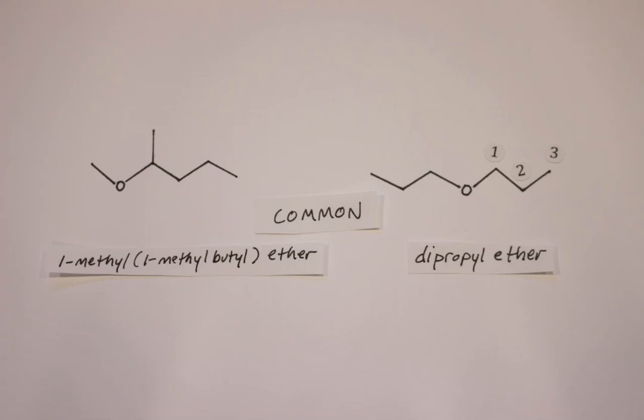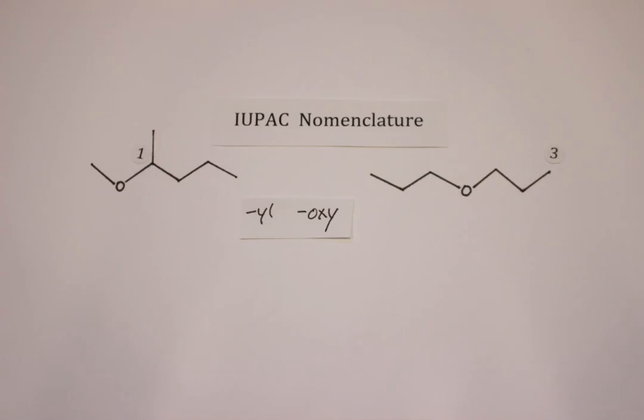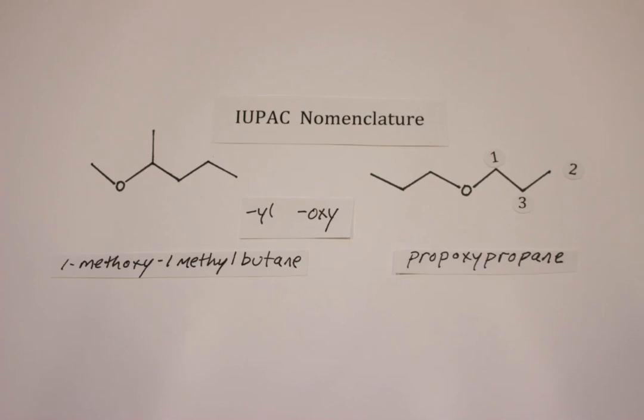For IUPAC, we take the longest carbon chain and we call that the parent, and then we label the substituent by replacing the YL normally found with oxy. That makes the asymmetrical ether 1-methoxy 1-methylbutane. That makes the symmetrical ether, with propanes on either side, propoxy propane.